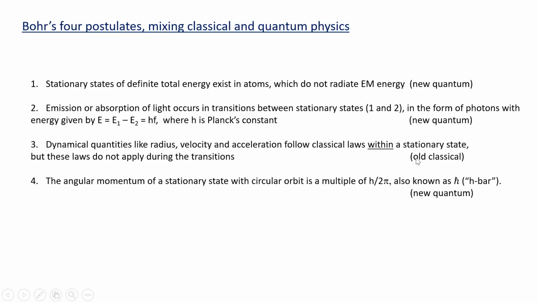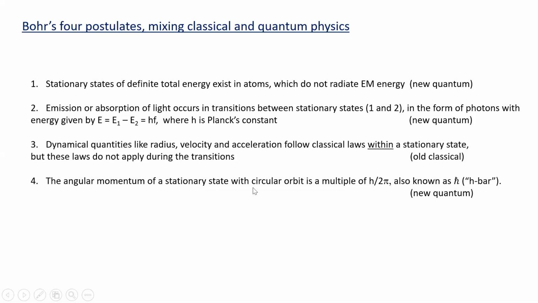So I'll count this as an old classical postulate, since it's asserting classical relationships between radius, velocity, and acceleration. And fourth, he said that the angular momentum of a stationary state with a circular orbit, he assumed all orbits were circular, was a multiple of Planck's constant h over 2 pi, which we just conveniently refer to as h bar. And this is a new quantum idea.